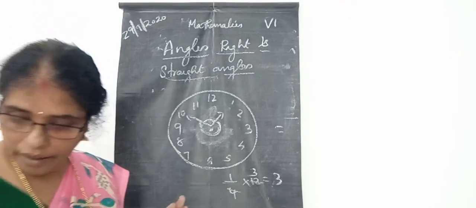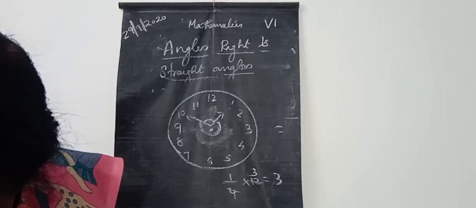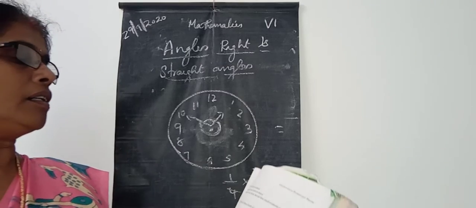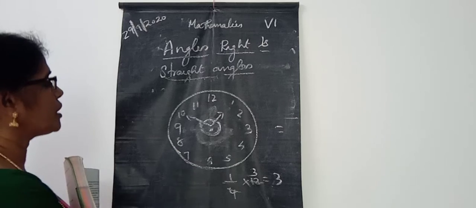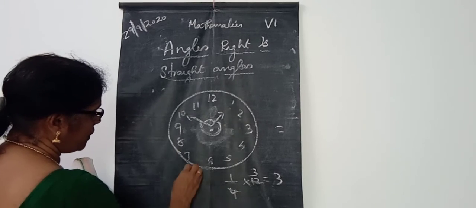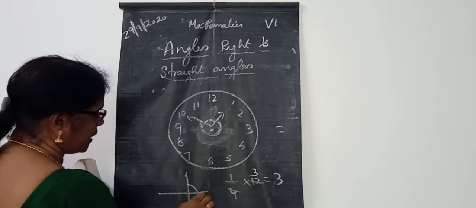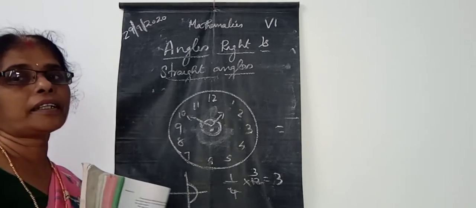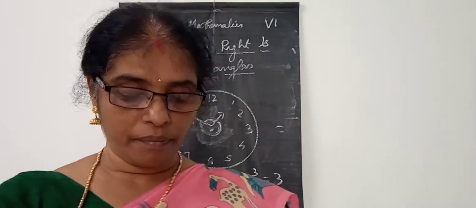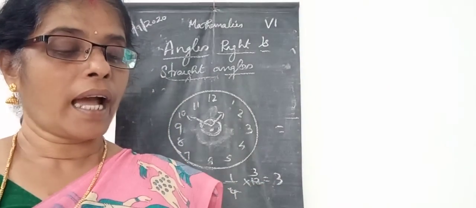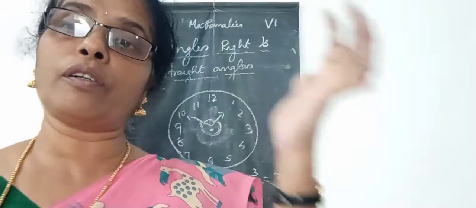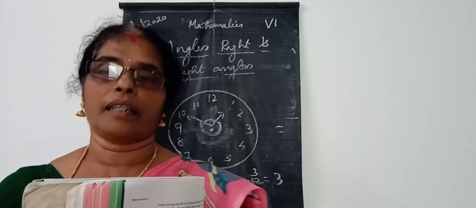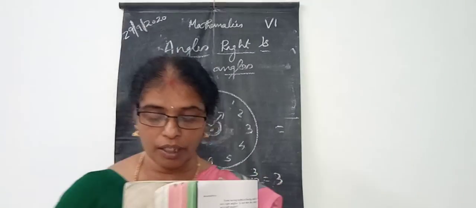Okay. And here look in the exercise, page number 91. What is the angle for half a revolution, children? Half a revolution is a straight angle. Second question, what is the angle name for 1/4 revolution? 1/4 revolution is a right angle.